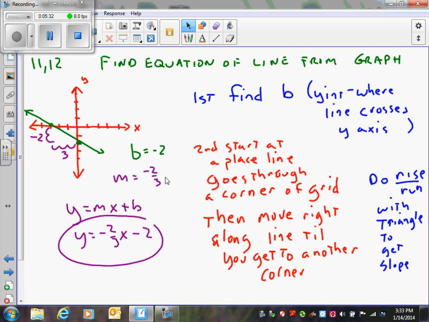I have an intercept. I have a slope. Plug it in, y equals mx plus b. So minus 2/3 times x. And then minus b, because this is negative. That'll change this plus sign to a negative.